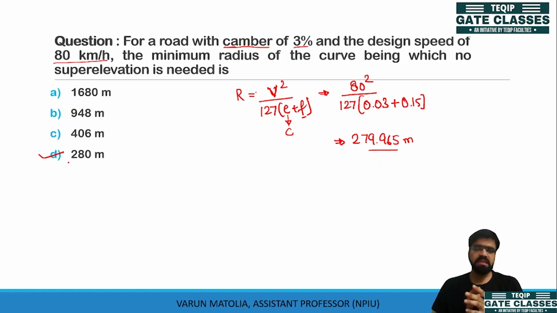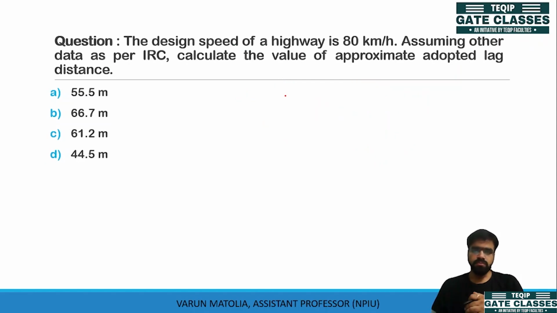I think this question is clear. This is not a very difficult question. You can easily put the values in the formula and get the answer. In the next question, the examiner asks: the design speed of highway is 80 kilometers per hour. Assume other data as per IRC and calculate the value of approximate adopted lag distance. Now remember, where did we study about lag distance? Correct. We studied this in stopping sight distance.